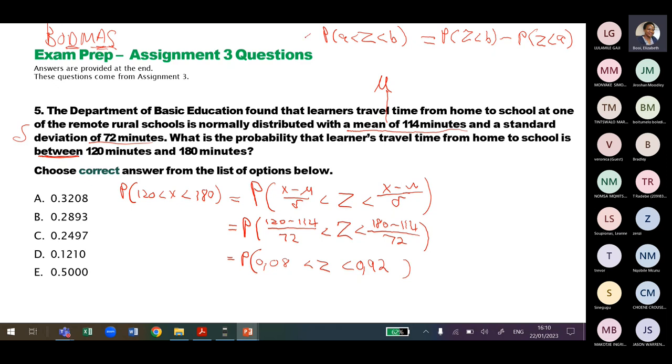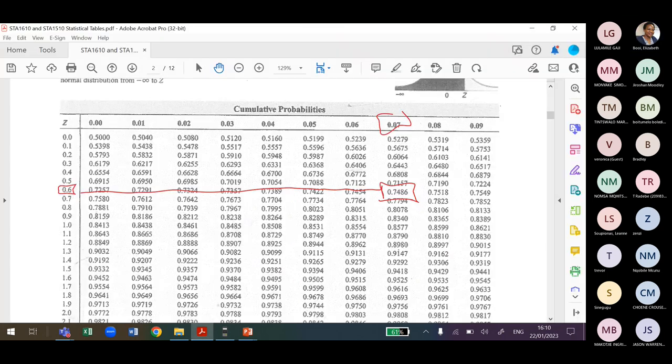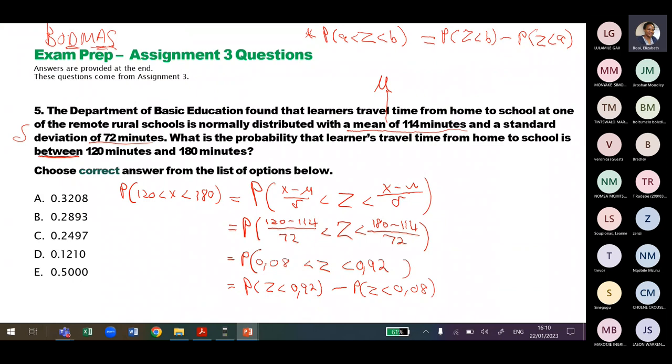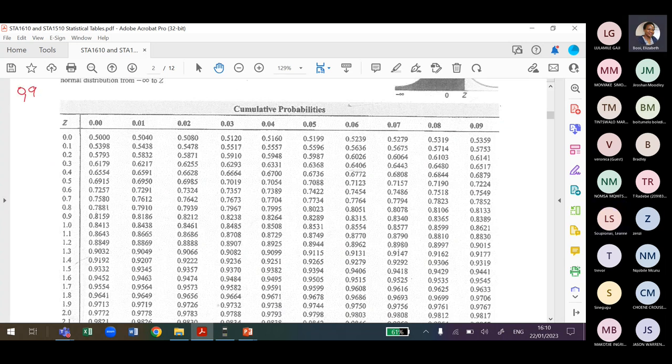So now let's apply the rule that we know. We need to find the probability that Z is less than 0.92, and subtract the probability that Z is less than 0.08. So let's go to the table and look for 0.92. They're both on the positive side. I'm just going to write both of the numbers here, and you look for the numbers in the statistical tables: 0.92 and 0.08. Those are the two values of Z that we are looking for. Write them down and then you will give them to me when we go to the next page of the presentation.